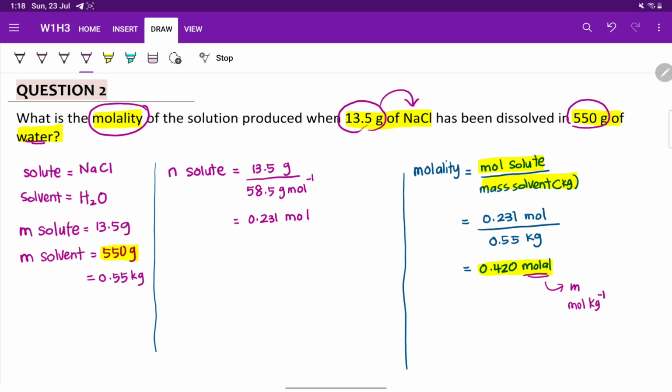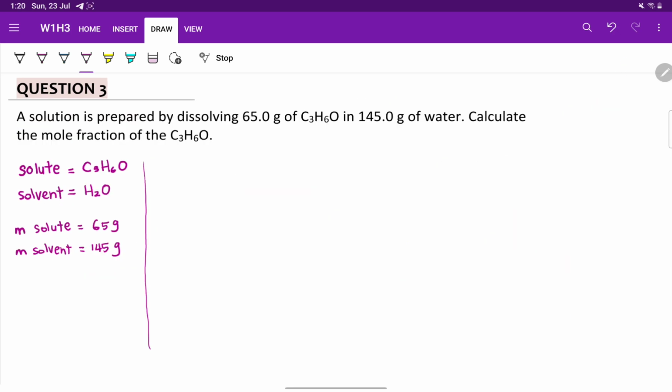Tapi pastikan jawapan akhir mesti ada final unit dekat sini. So, markah sama dekat sini. You find number of mole is 1 mark. And then, final answer for the molality is another 1 mark. So, moving on for question number 3.